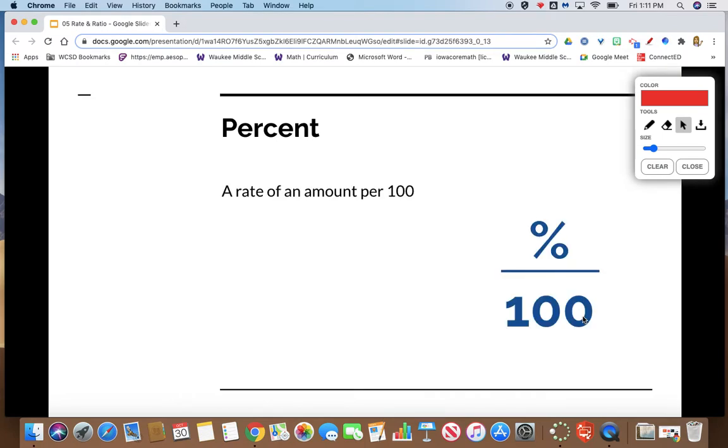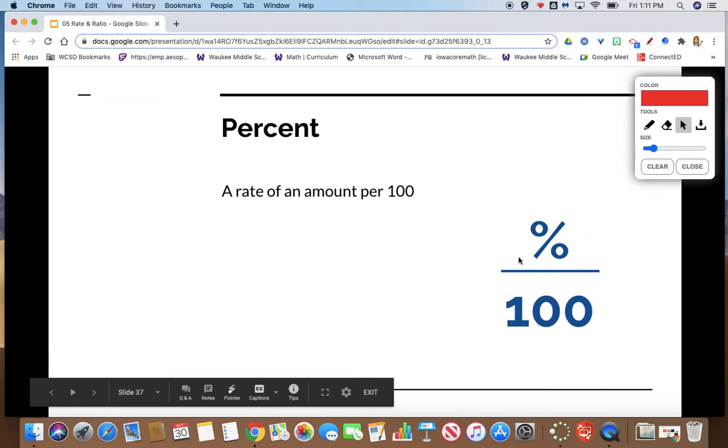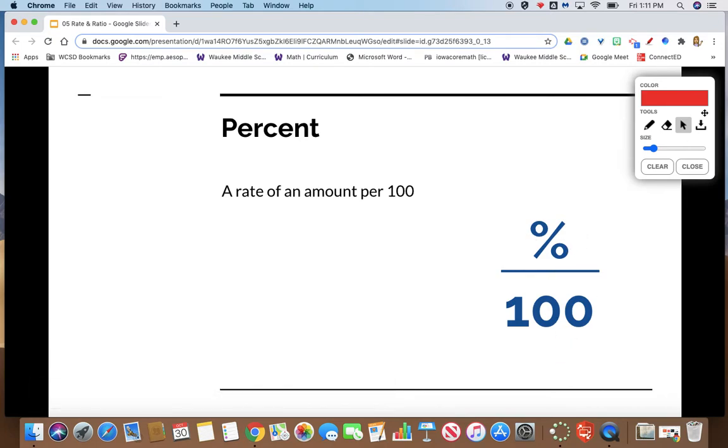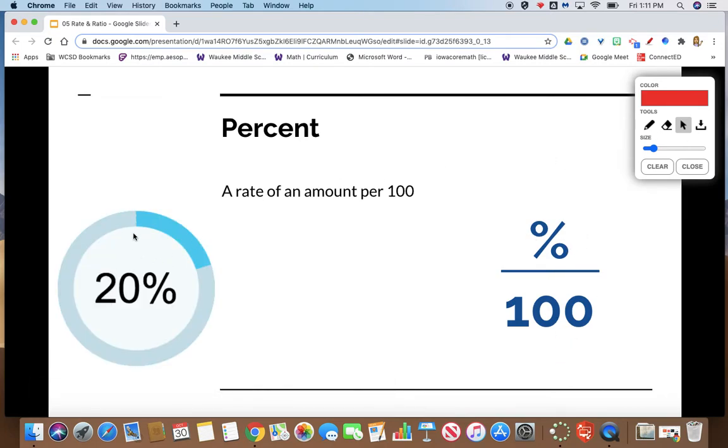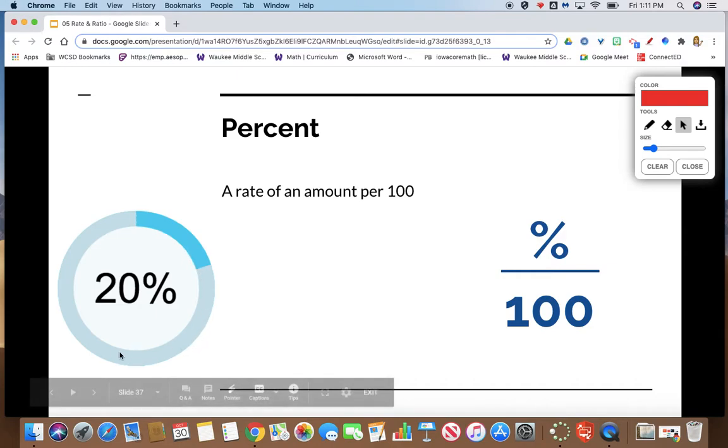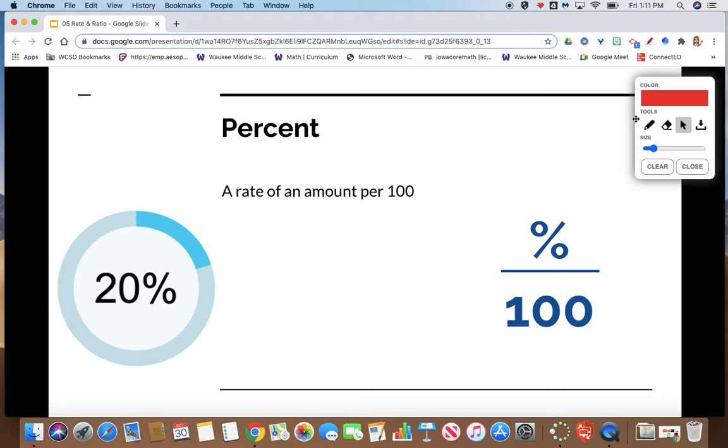When we think about percent, we think of it as a rate of an amount per 100. So a lot of times if we were to write that percent as a fraction, we're going to see the number over 100. For example, 20% means we have 20 out of 100. Please write down that definition if you have not done so already. When you're ready, press play.